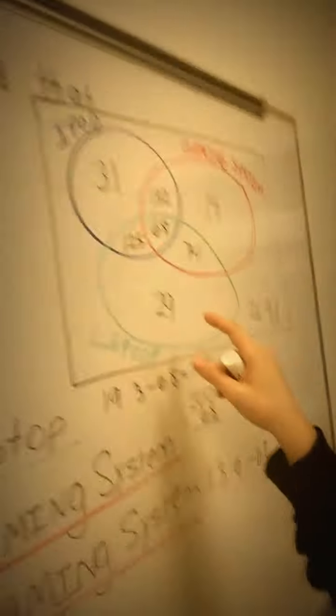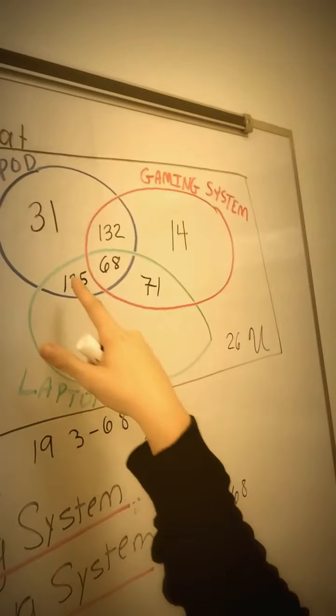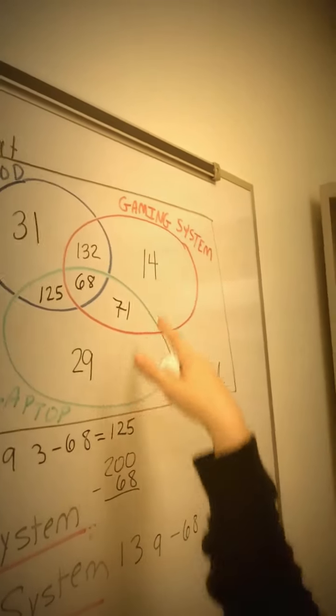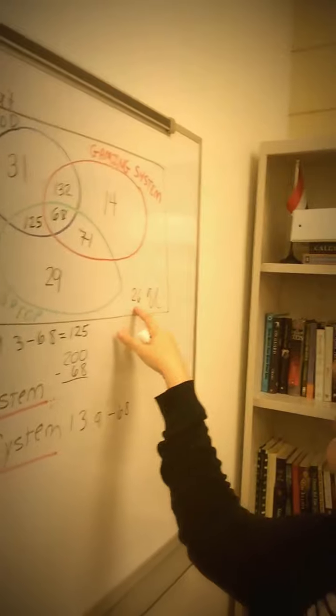Our second question, how many own only a laptop? Looking here, that number is 29. Our next question, how many own at least one of the three devices? For that we add every number represented in these circles, and that gives us our answer of 470. And finally, how many students were surveyed in total? We had the 470 in the circles plus the 26.